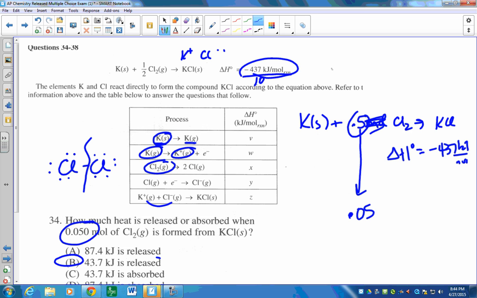43.7 kilojoules is released. It's still negative. It's just that you're not using 1/2 mole of chlorine, you're using 0.05 moles, so not 5/10, but 5/100, and so this is 10 times smaller, and so the answer is 10 times smaller.